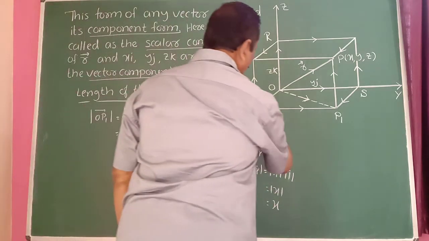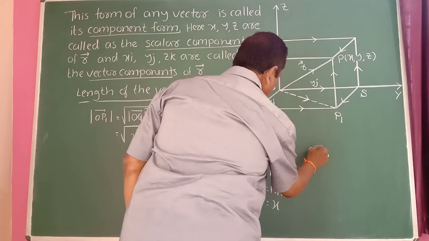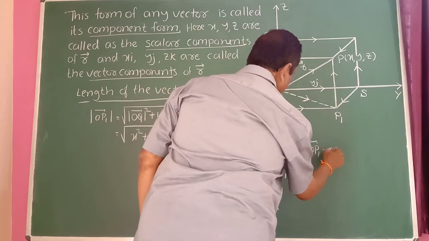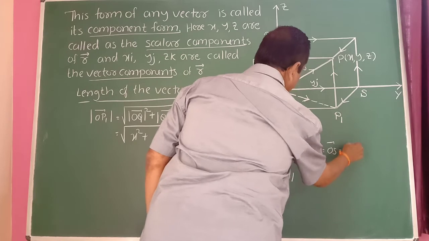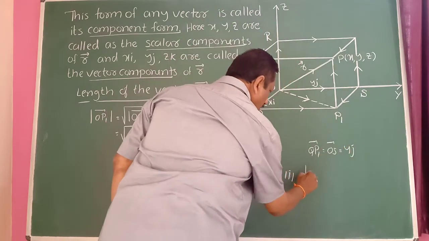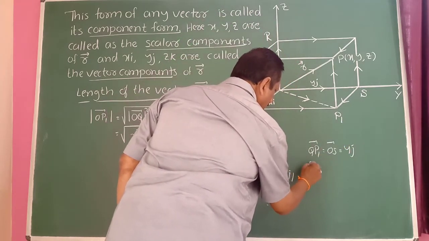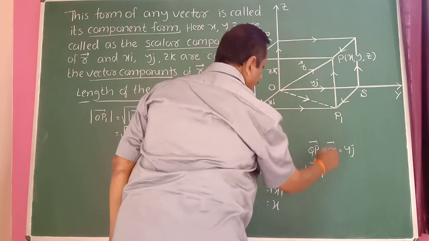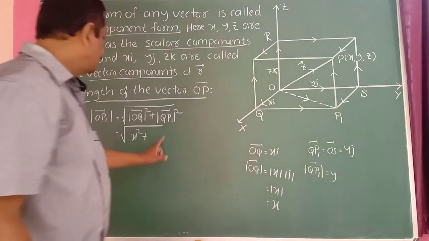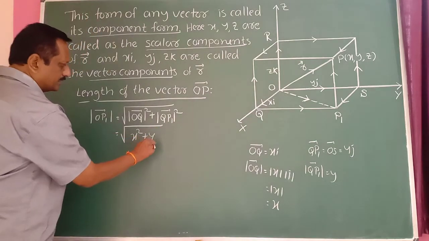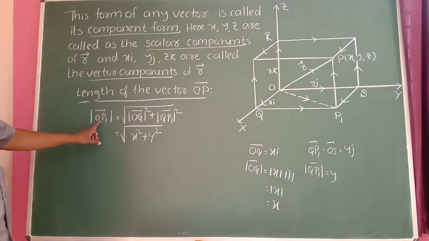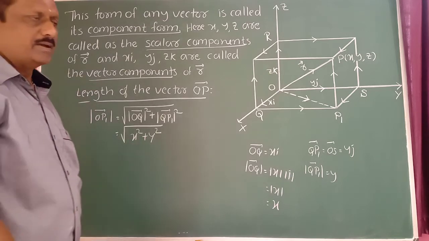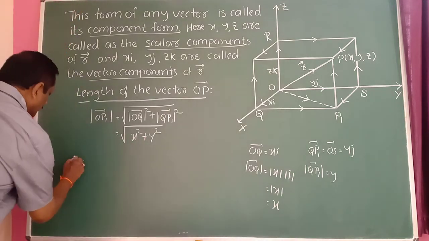Similarly, the vector QP1 is equal to OS. The vector OS is y into j. If we take its modulus, meaning its length, if this length is y unit, then this length is also y. So QP1 is y, and it gives y square. So OP1 is equal to root of x square plus y square using the Pythagoras theorem.